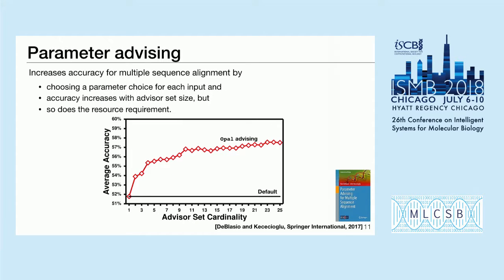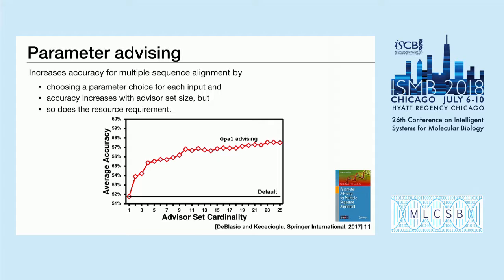And just to show that it works, we did this for multiple sequence alignment when I was doing my PhD, and we can see that you get an increase in accuracy. Here the vertical axis is the accuracy of the alignment chosen by parameter advising, and the horizontal axis is the size of the advisor set, which was on the last slide.